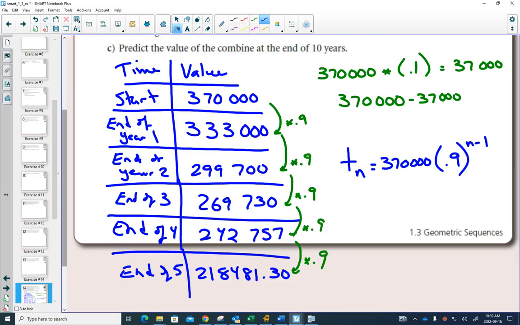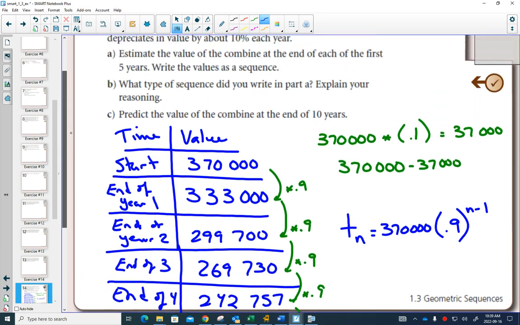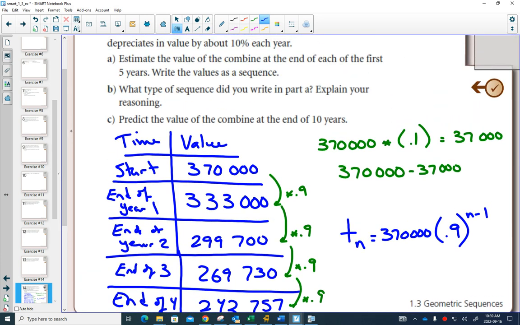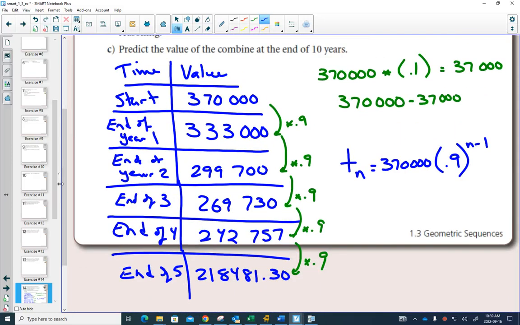So first of all, the depreciation, the percentage off, knowing these ideas that maybe you've never thought of before. Maybe you always did 10% and subtracted, never thought of doing 90% of the regular value. Huge skill to have. Secondly, in part B, what type of sequence did you write? Okay, it's geometric, we did that. In part C, predict the value at the end of 10 years.